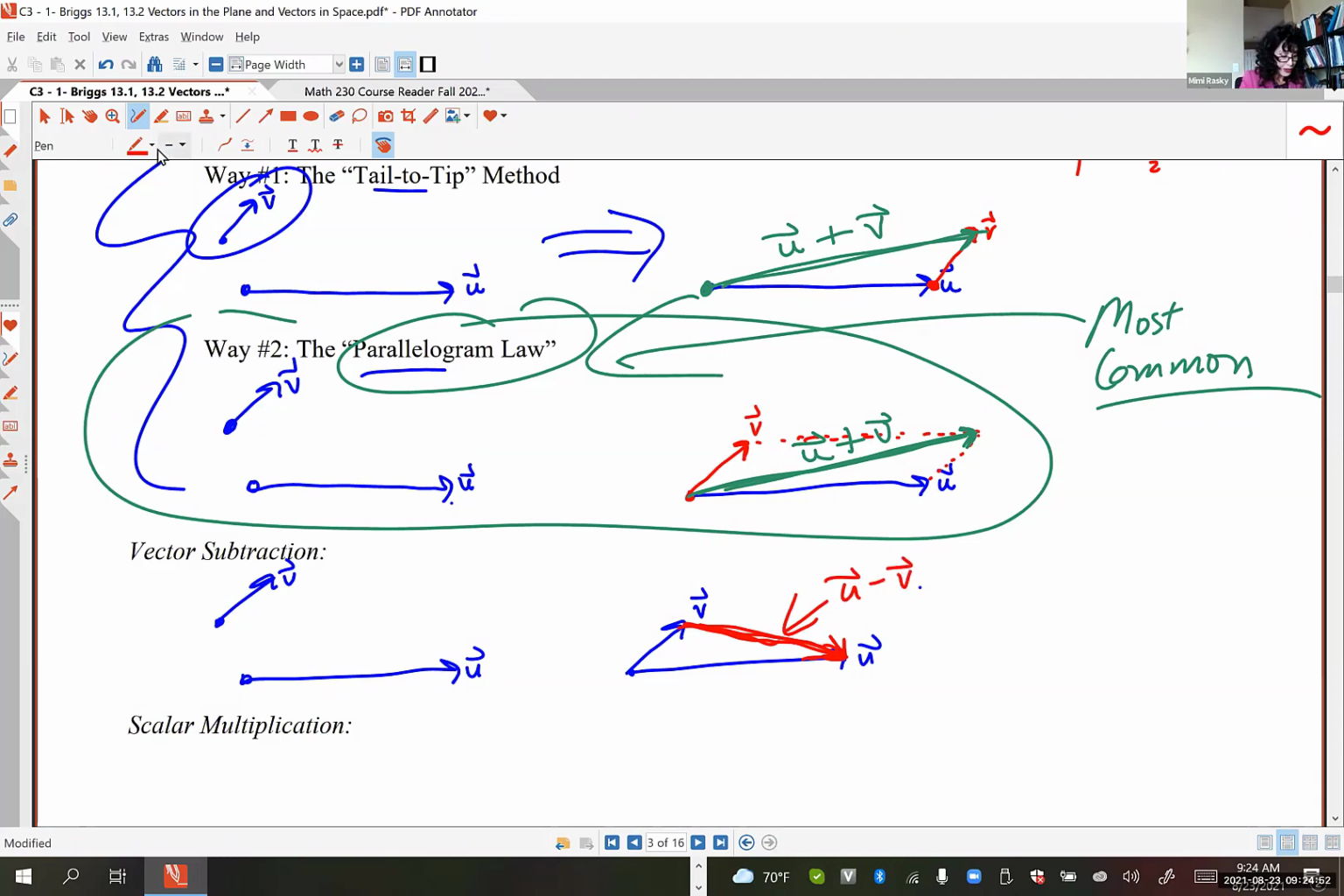Well, what about v minus u? That's a different animal. Here's u, here's v again. V minus u would also be connecting their tips, but it would be pointing toward the tip of v instead. So this vector here is v minus u. Well, since you guys know that subtraction can be written as adding a negative, I hope you would agree that u minus v is the same as u plus negative v.